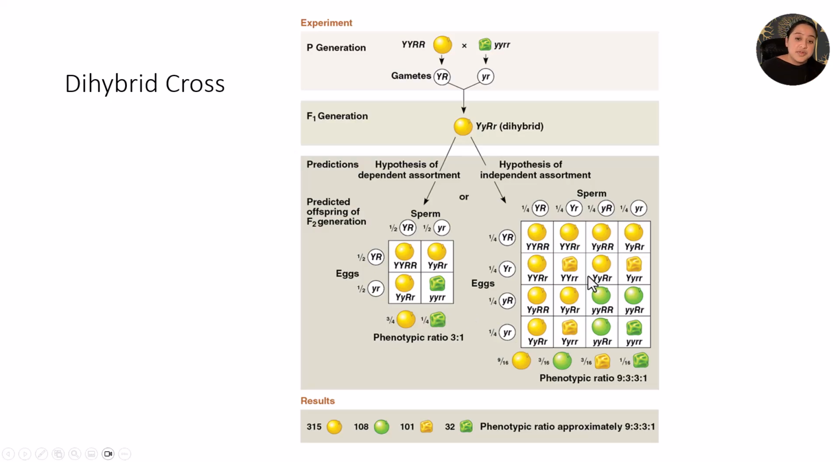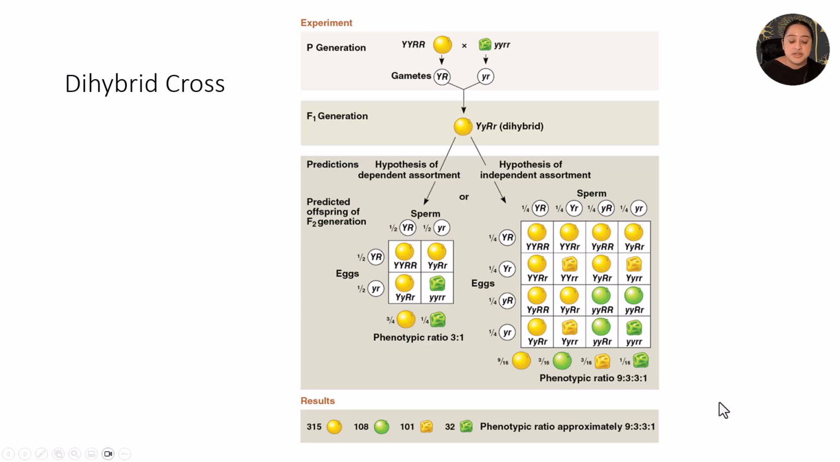And so that is what he found. So there were a lot of yellow smooth ones, but he also saw some yellow wrinkled ones. And he saw some green smooth ones. And then he even saw some green wrinkled. And he was like, what the heck? That's crazy. And again, he did this a bunch of times. And he counted them all. And he came up with these ratios.